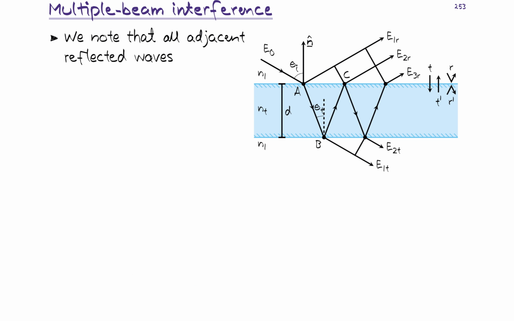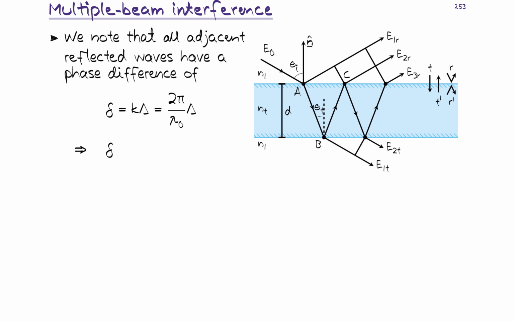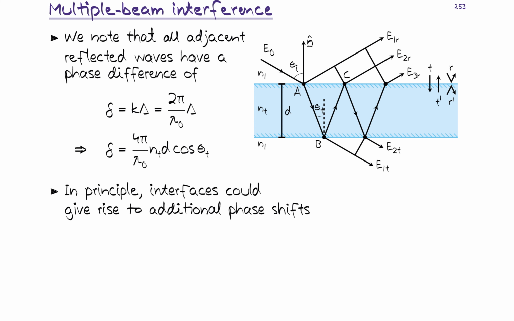All adjacent reflected waves have the same phase difference, and the phase difference delta is given by k, the magnitude of the wave vector, times big lambda. So this would be 2 pi divided by lambda naught, the vacuum wavelength, times big lambda, the optical path length difference. So delta essentially is 4 pi divided by lambda naught times nt times d times cosine theta t, the transmission angle or refraction angle.